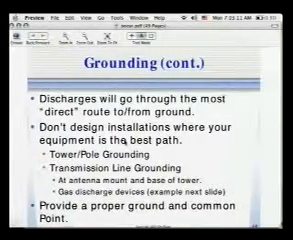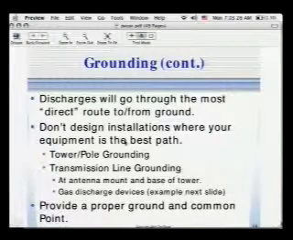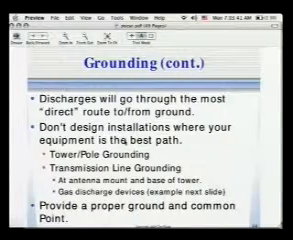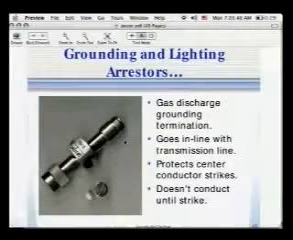Discharges will go through the most direct route to and from your ground. In other words, power doesn't just come from the sky, it actually comes out of the ground too, up to the sky. Don't design installations where your equipment is the best path. You want to have some other path for that lightning discharge. So you want to make sure the tower or pole is grounded, the transmission line is grounded, and also provide a proper ground and a common point, which usually means large copper stakes in the ground with very nice fat copper wire going to a common point that you can distribute from.